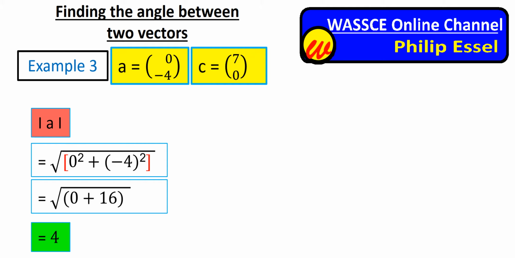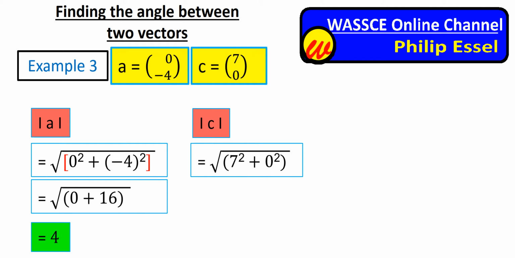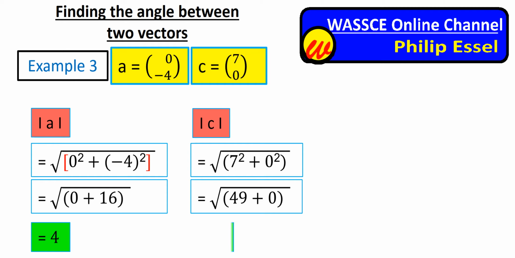Let's look for the magnitude of the vector C. This will be equal to the square root of (7² + 0²). That will give us the square root of (49 + 0). When we solve this, we would get 7.